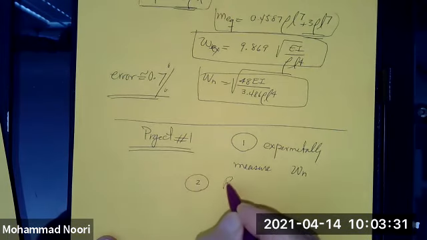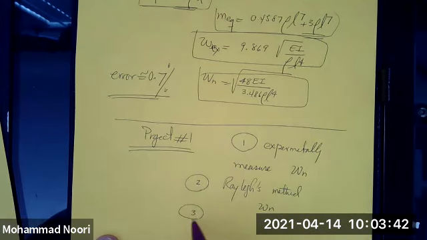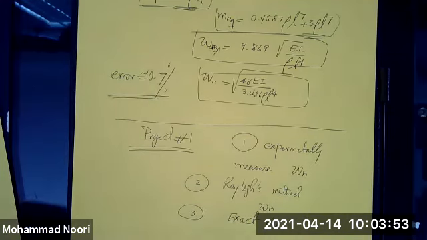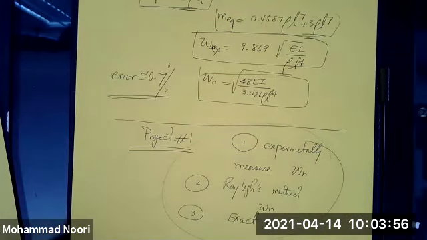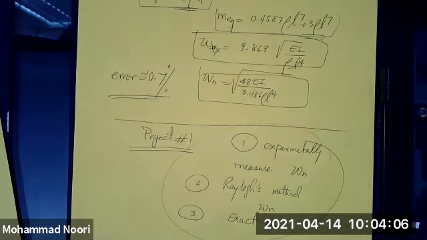Then I want you to use Rayleigh's method and find the same natural frequency. And then look at some tables where they have tabulated the exact natural frequency, and then compare all of these. I can assure you, you will be amazed to see how close the estimation by Rayleigh's method will be, okay?